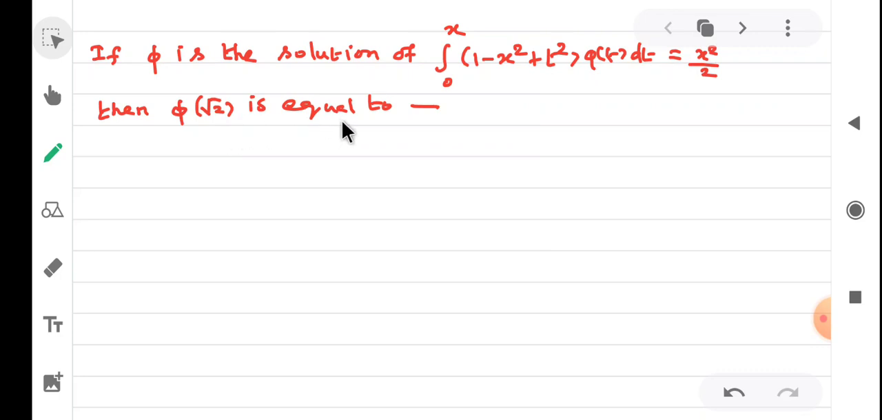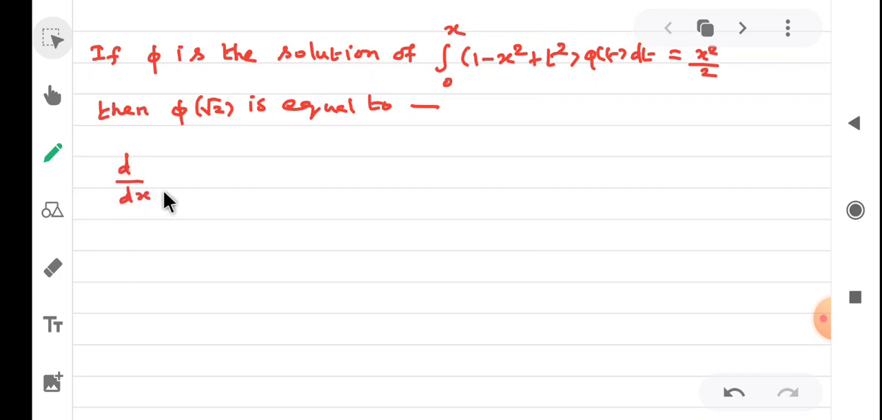So actually here the problem is phi is the solution of this integral equation. We need to find out what is phi of root 2, right? So first let us calculate what is phi of x. Then we put x is equal to root 2, we will get phi of root 2. So before solving this problem, we need to know what is Leibniz rule. Let us write what is the Leibniz rule.